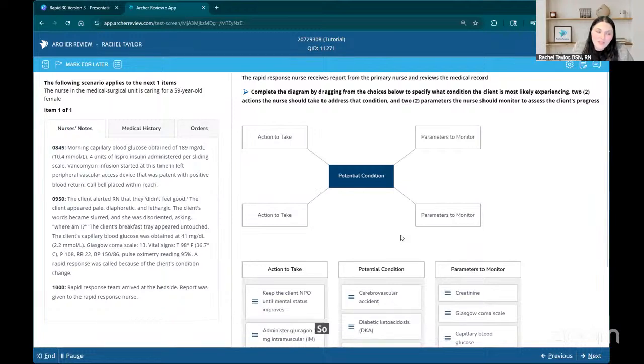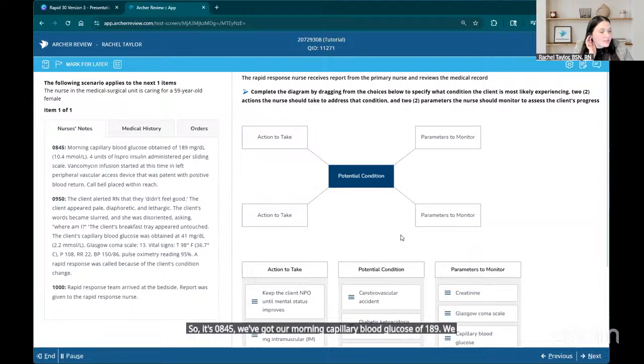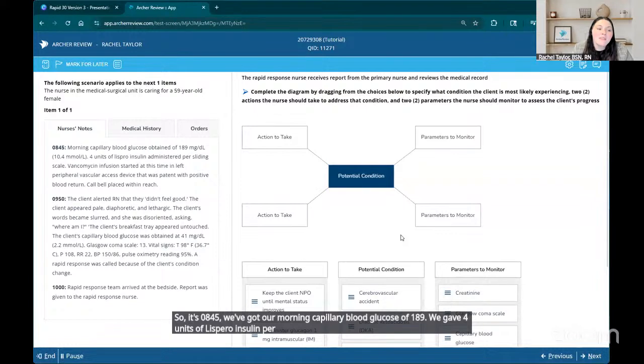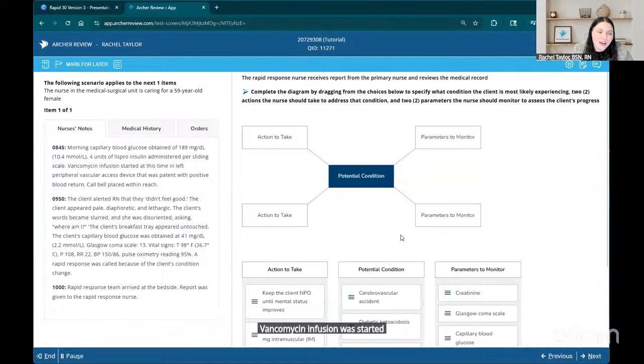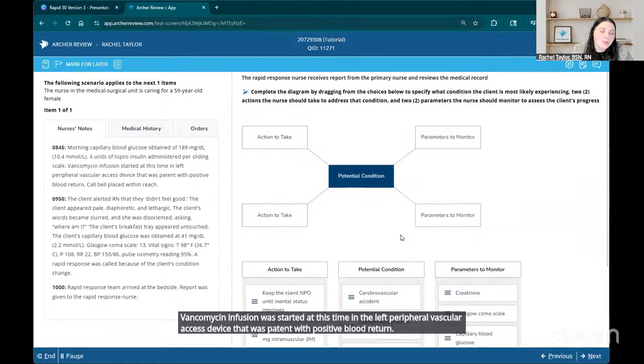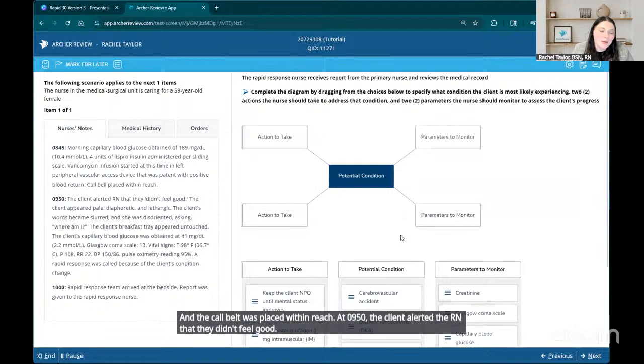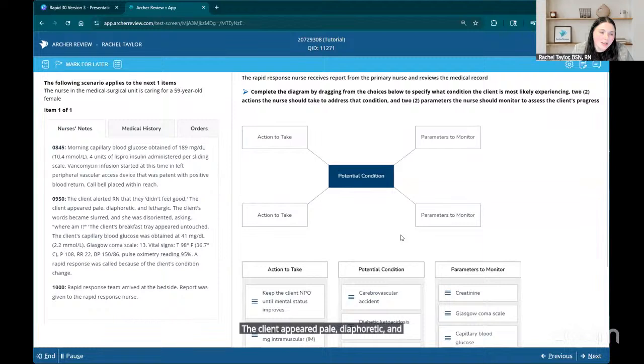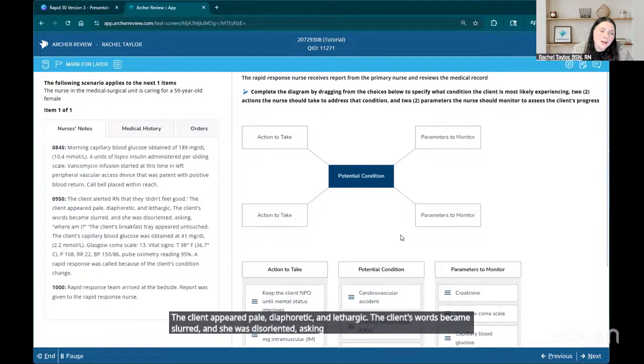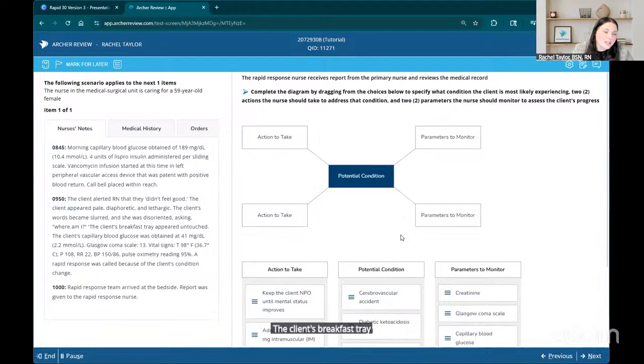So it's 0845. We've got our morning capillary blood glucose of 189. We gave 4 units of Lispro insulin per sliding scale. Vancomycin infusion was started at this time in the left peripheral vascular access device that was patent with positive blood return, and the call bell was placed within reach. At 0950, the client alerted the RN that they didn't feel good. The client appeared pale, diaphoretic, and lethargic. The client's words became slurred, and she was disoriented, asking, "Where am I?" The client's breakfast tray appeared untouched. The client's capillary blood glucose was obtained at 41.